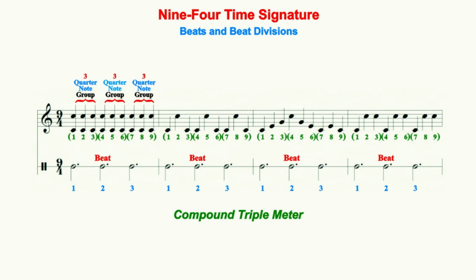Because each beat has been divided into a group of 3 quarter notes, we know that each beat receives a value of a dotted half note. Performing the illustration, we hear the underlying 3 beats per measure, with each beat being divided into groups of 3.